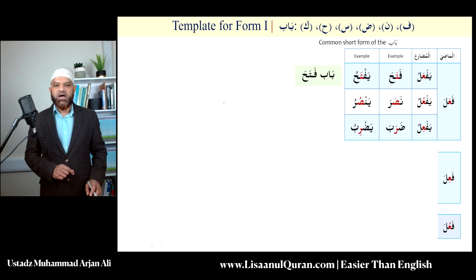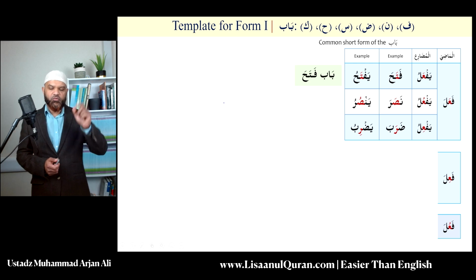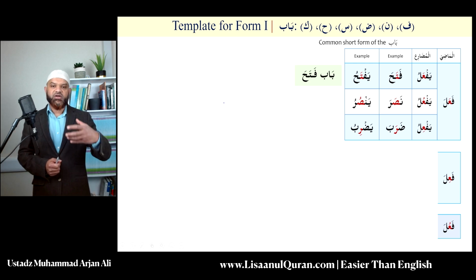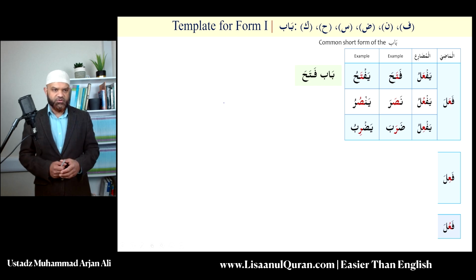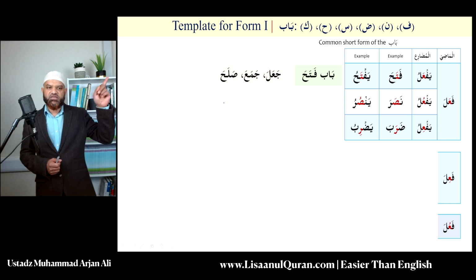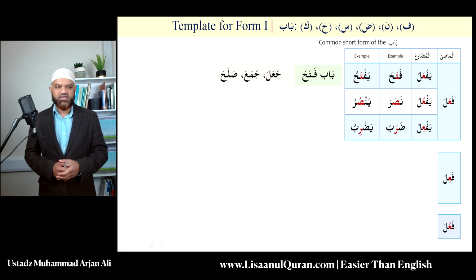What we've learned is Baab fataha. So any verb in Arabic that follows the fataha yaftahu pattern is said to belong to the Baab fataha, the fataha group of verbs. And of course, we have other examples: ja'ala yaj'alu, jama'a yajma'u, salaha yaslahu. Very simple, inshallah. We've done this already.